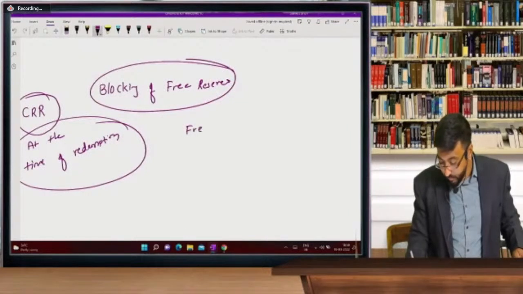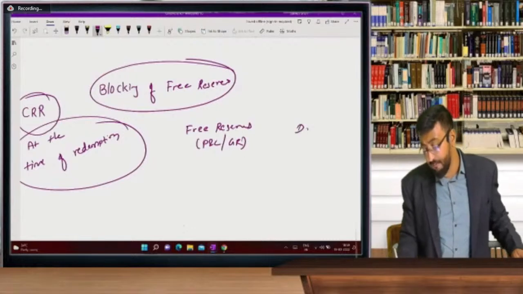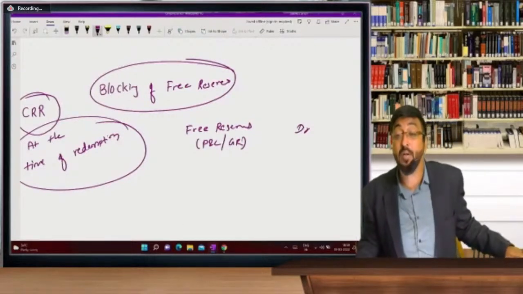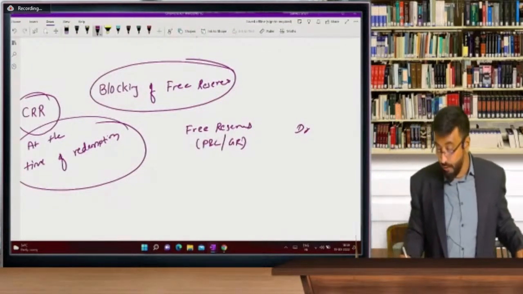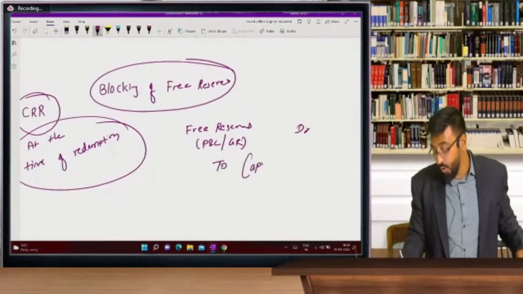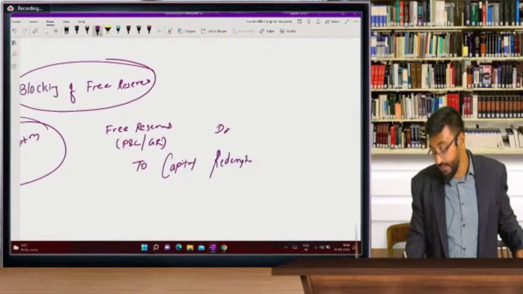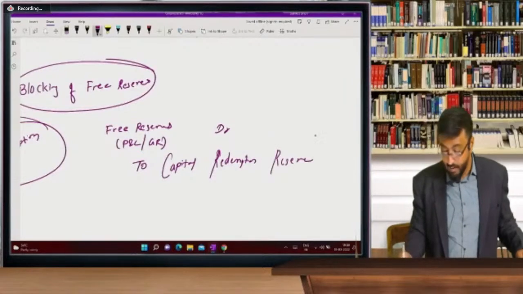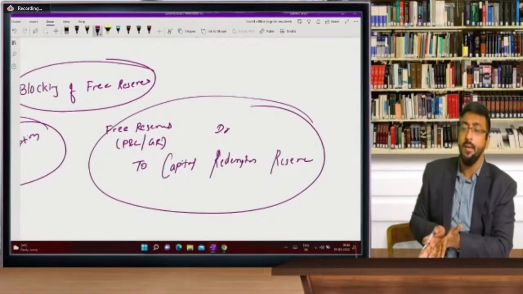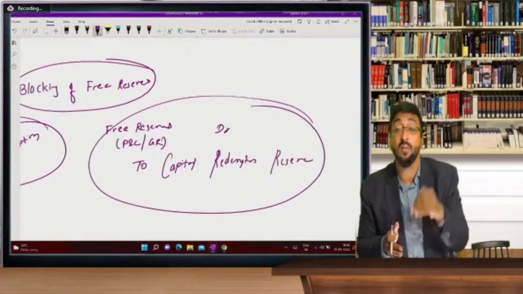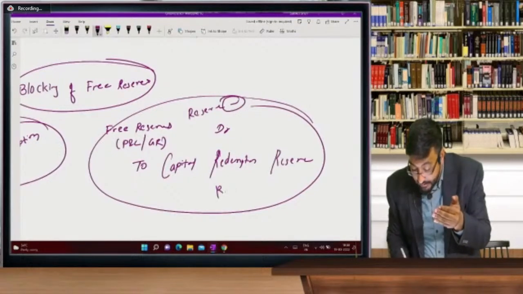Now, what are free reserves? P&L, general reserve. They are free reserves, which means they can be used for dividend. So free reserves account is debited to capital redemption reserve. One reserve is decreasing, one reserve is increasing.